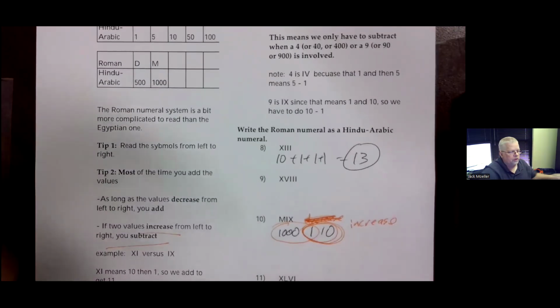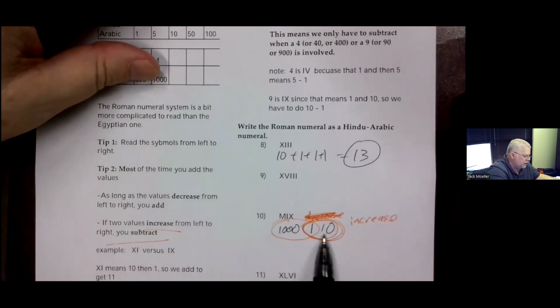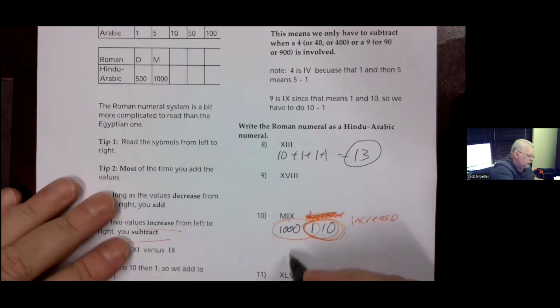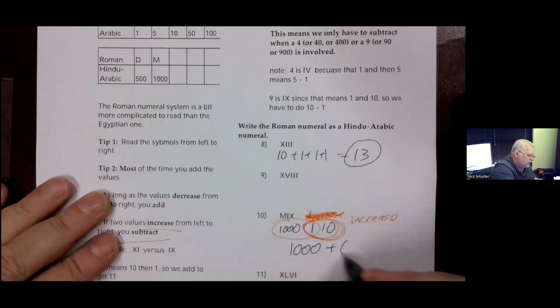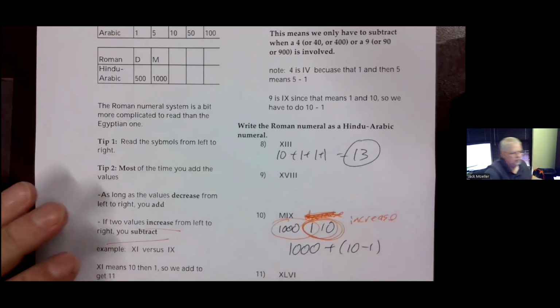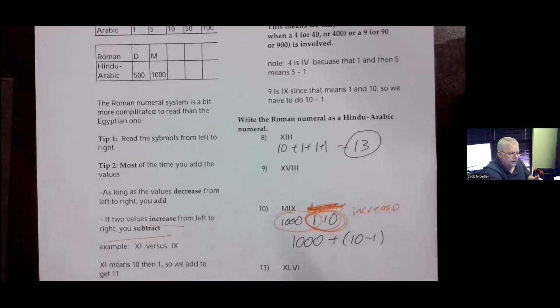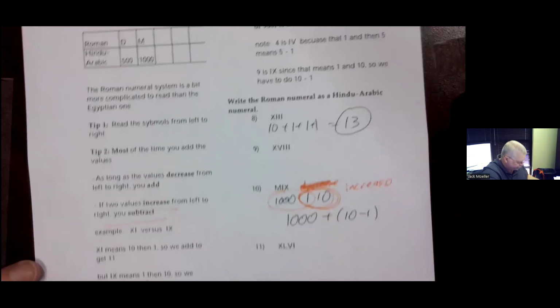One of the things to keep in mind as you're translating is that when you subtract, put those in parentheses. So this would be 1,000 plus (10 minus 1). All our subtractions are in pairs. Put parentheses around them because those are a single number.